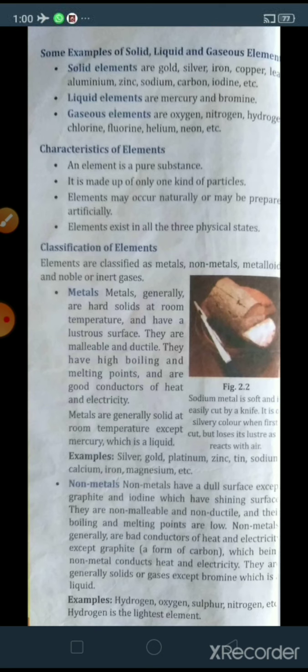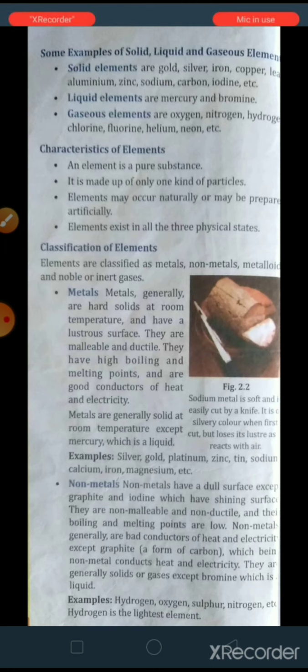Next, ductile. Ductile means if the substance has the quality that when we draw out the substance, we get a thin wire, then we can say that it is a ductile substance. That means if we draw out the metal, we can get thin wires of metals.